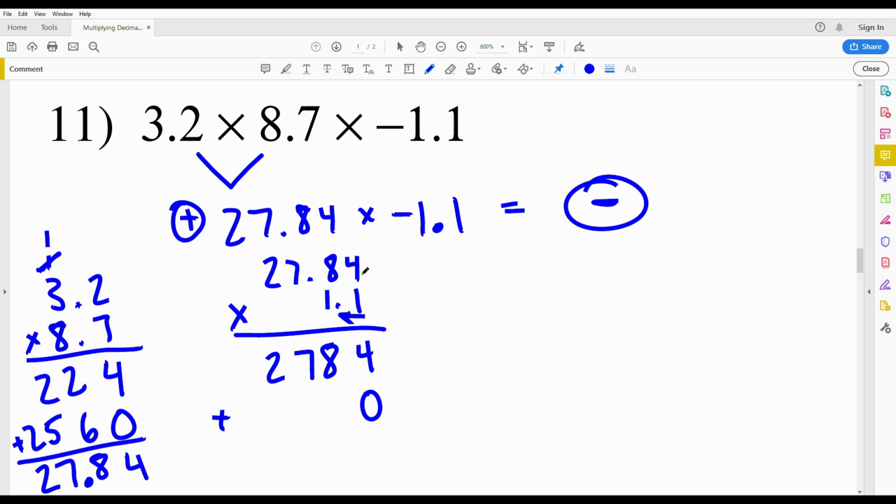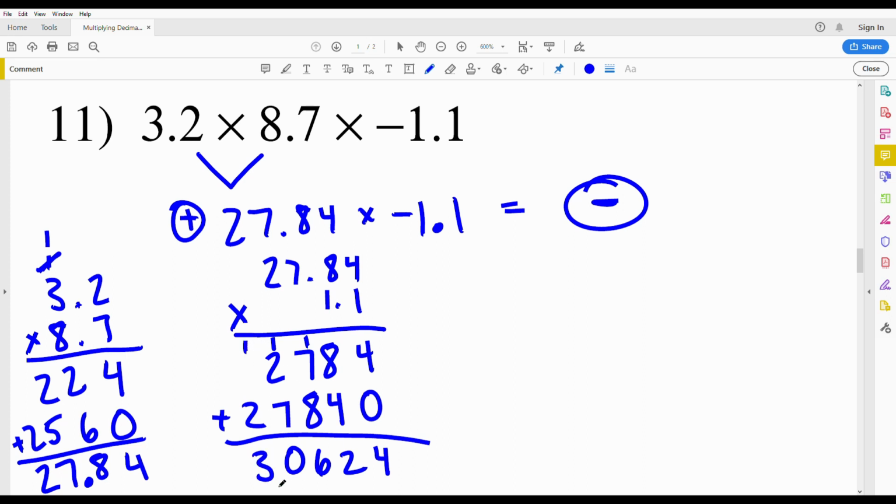Now I'm dealing with this one. 1 times 4 is 4, 8 times 1 is 8, 7 times 1 is 7, 2 times 1 is 2. Adding this up, 4 plus 0 is 4, 8 plus 4 is 12. So write the 2, carry the 1, 1 plus 7 is 8, plus 8 is 16. Then I have 1 plus 2 plus 7, which will result in the number 10, and then 1 plus 2 is 3.